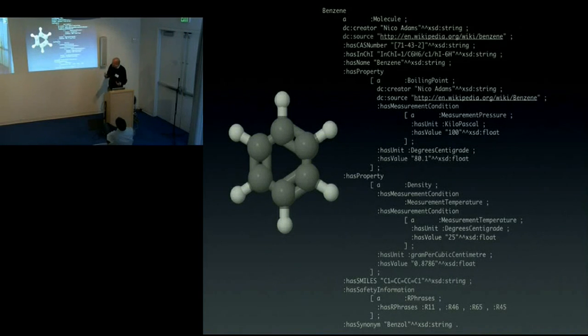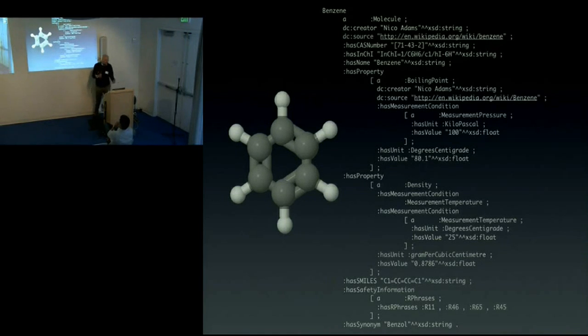So here's a way in which chemical data, it's actually very trivial, can be expressed in RDF. The serialization is N3 here, so we've removed the URLs for better readability. But you see the triples. We're talking about benzene again. Benzene is a molecule which has a property here, which is a boiling point, and that boiling point has a value of 80.1 and it has a unit of degree centigrade. And by the way, that boiling point also has a measurement condition, which is a measurement pressure, which in turn has a value of 100 and a unit of kilopascal.